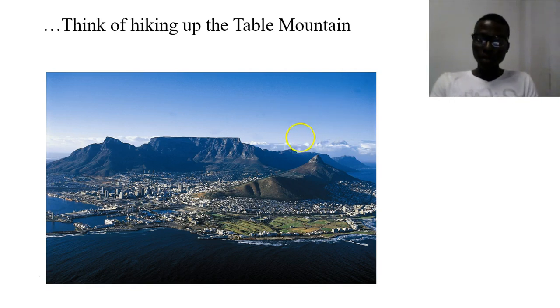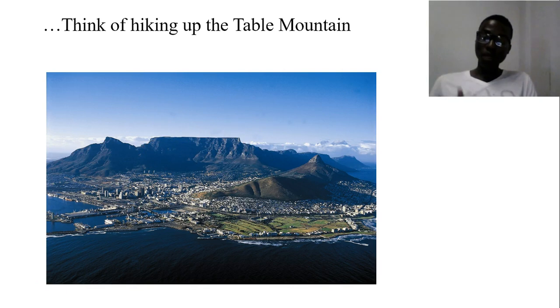As we are at the bottom of Table Mountain, you are near the heat source, which is the land surface. As you move up, as we hike up Table Mountain, we are moving away from the land surface, which is the heat source, and the air beside you is becoming less and less warm and more and more cold.